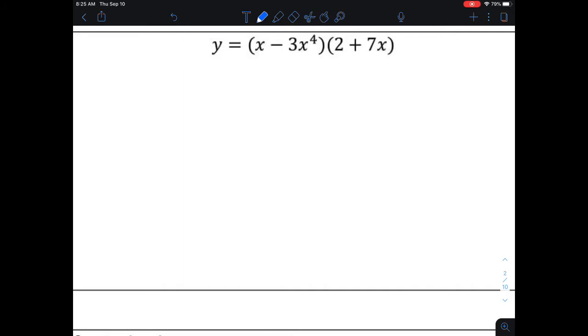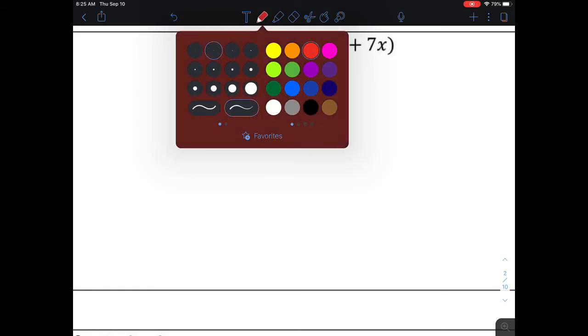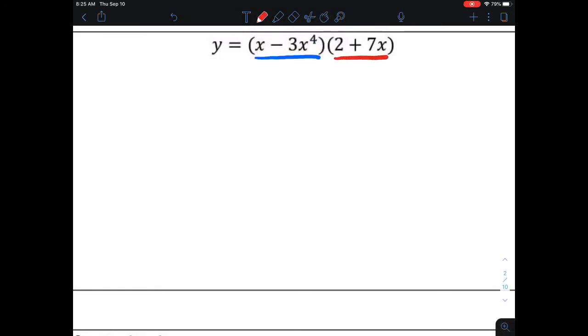All right, let's do it again here. So I want to find the derivative of y, and y is the product of x minus 3 to the 4th power and 2 plus 7x. I want to take the derivative of that. So the derivative of y with respect to x, I'm going to write y prime. That means the same thing as dy over dx in this case.